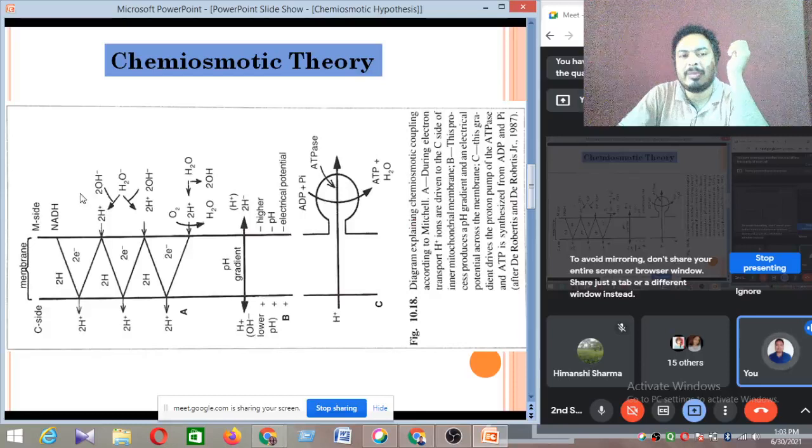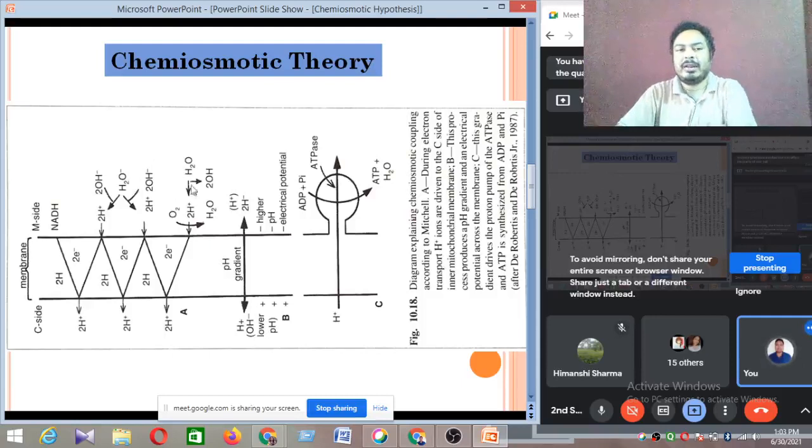Similarly, when these 2 electrons pass from complex 2 to complex 3, again they release 2 hydrogen ions to over here. Similarly, when these 2 electrons pass from complex 3 to complex 4, again they release 2 hydrogen ions to the perimembranous space, and every time they break down 2 water molecules to produce the OH negative ion. Now the matrix becomes OH negative ion and the perimembranous space becomes H plus positive ion.